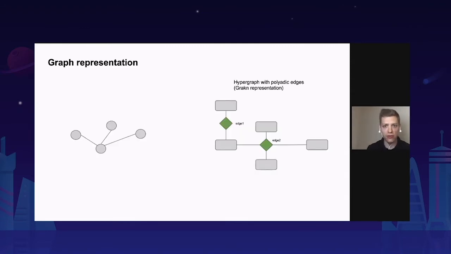So quickly about the graph representation and notation. On the left-hand side, you can see a normal graph. I will use this representation whenever I talk about a general graph. And on the right-hand side, you can see a hypergraph representation, which is used by Grakn. A hypergraph is an extension or generalization of a graph, where one edge can link several nodes. Here, we have these rectangular shapes, which are nodes or entities, and these diamonds represent relations or hyperrelations.